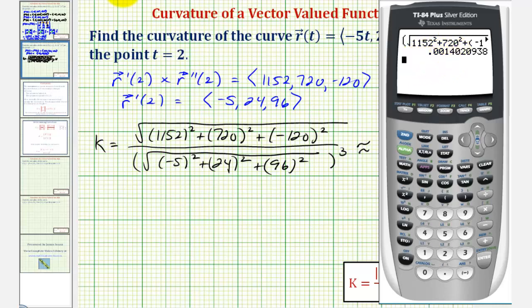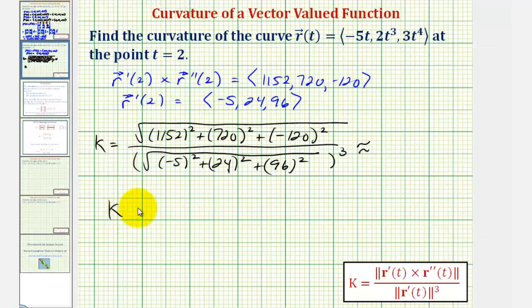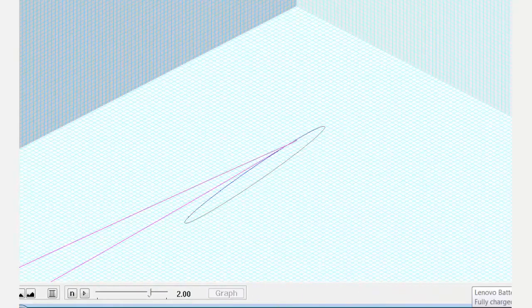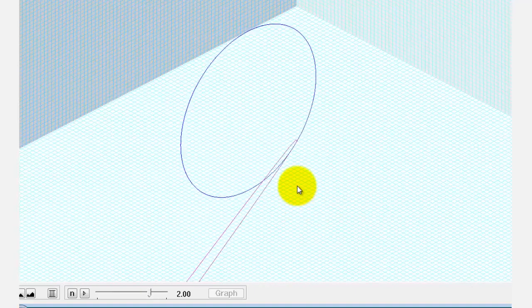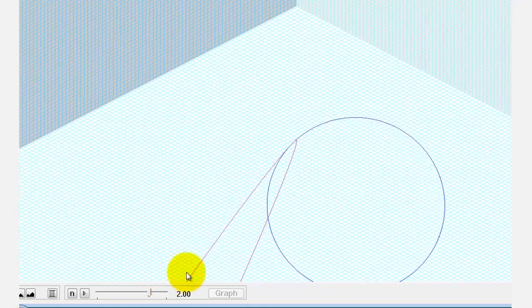0.0014. So just as we expected, notice how the curvature is very small because the radius of the circle of curvature is very large. So here we have the curvature of our curve at the point when t equals 2 is approximately 0.0014. So if we go back to our graph just for a moment, this curvature is equal to the reciprocal of the radius of the circle of curvature, seen here. I hope you found this helpful.